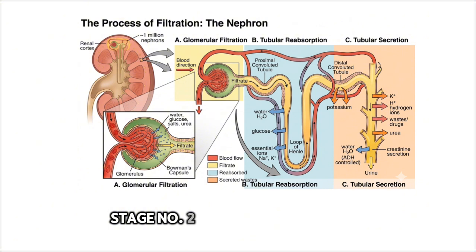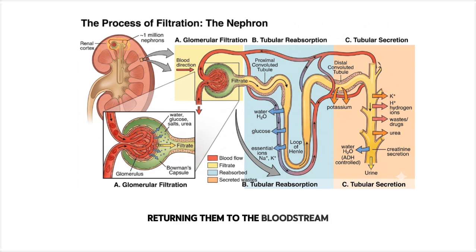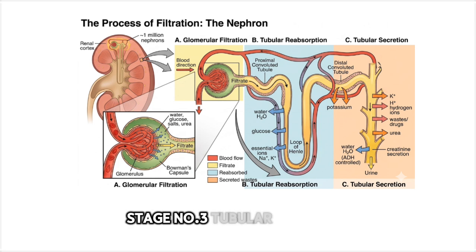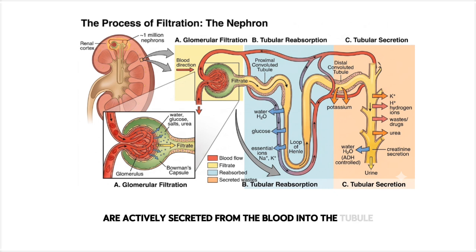Stage number 2. Tubular reabsorption. As the filtrate moves through the renal tubule, the body reclaims useful substances such as water, glucose, and essential ions, returning them to the bloodstream. Tubular secretion. The remaining waste products and excess ions like potassium and hydrogen are actively secreted from the blood into the tubule to become part of the final urine.